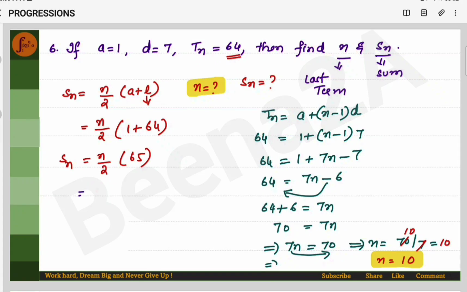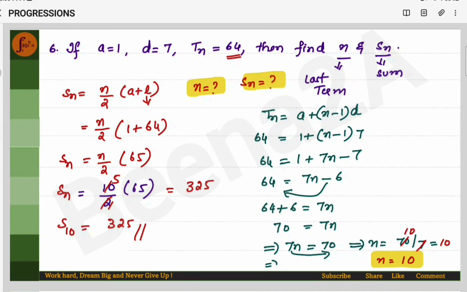What we will do, n we got. n is 10. 10 by 2 into 65. 10 by 2 is 5, so 65 into 5. 65 into 5 is 325. So the sum of n terms, that is the sum of 10 terms, n is 10, is 325. So we got the sum also.